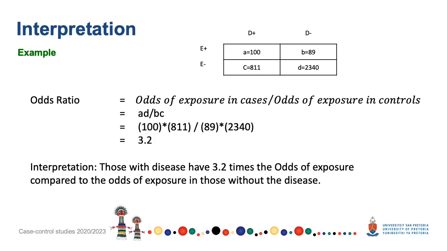Here we have a worked example. The odds of exposure here amongst the cases is 100 over 811. The odds of exposure in the controls is 89 over 2340. We work that out and we divide the two and we get an answer for the odds ratio of 3.2. This means that those who are exposed have 3.2 times the odds of exposure compared to those who are not exposed. When we interpret the odds ratio, we never use the words risk or chance or probability because we can't do that. We don't know the timing.